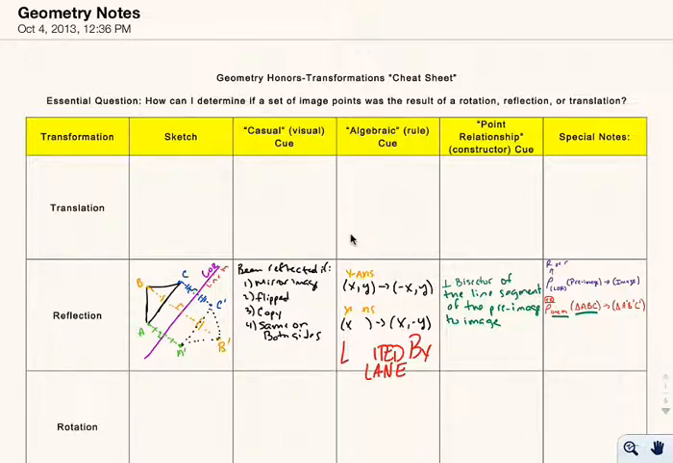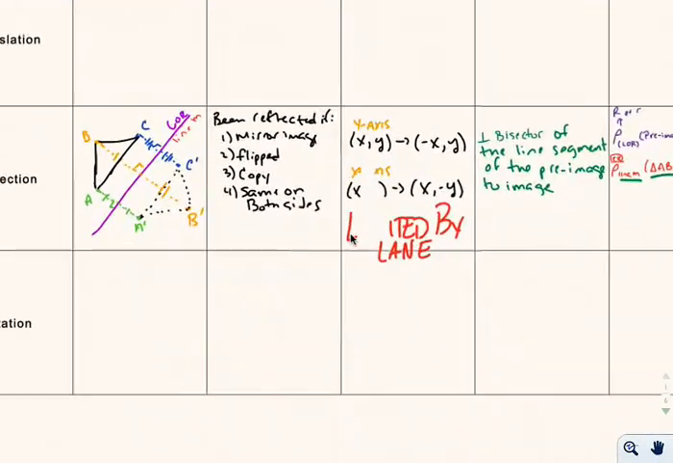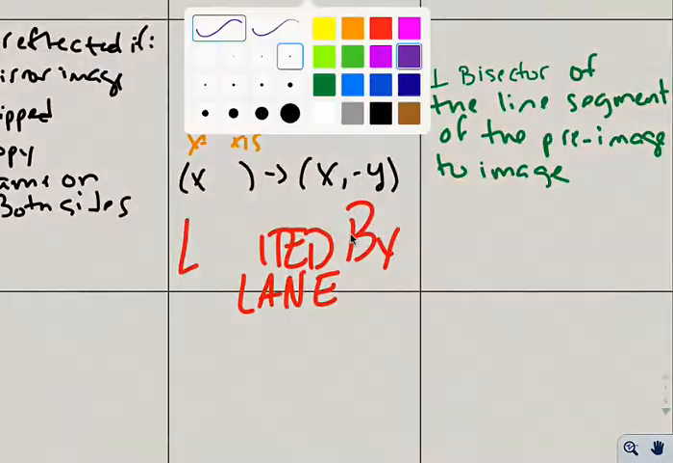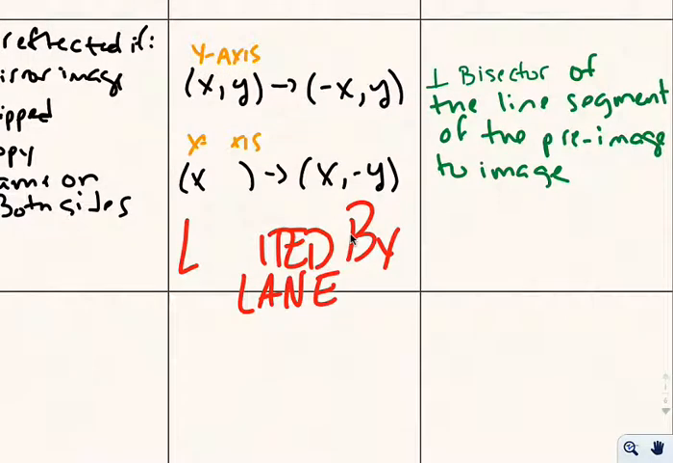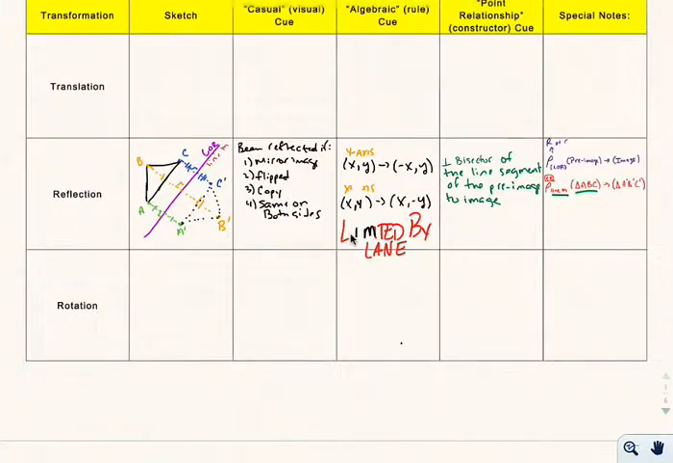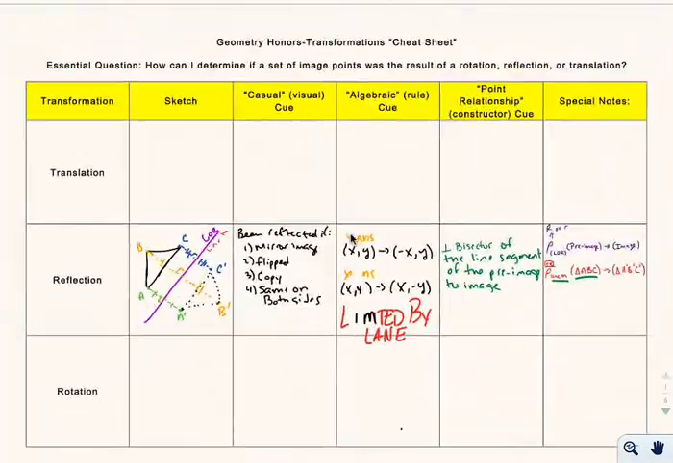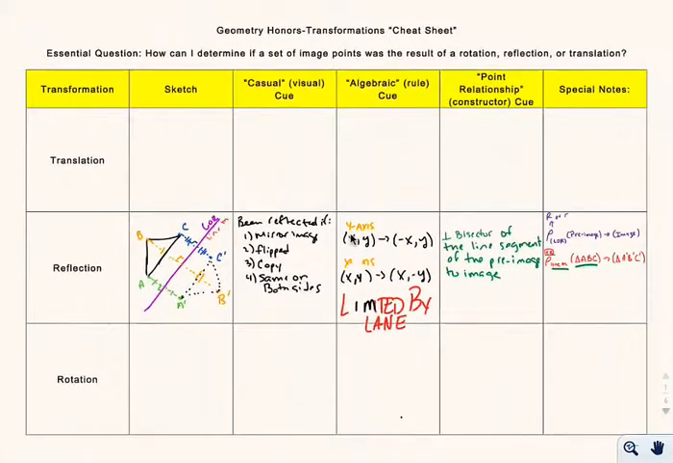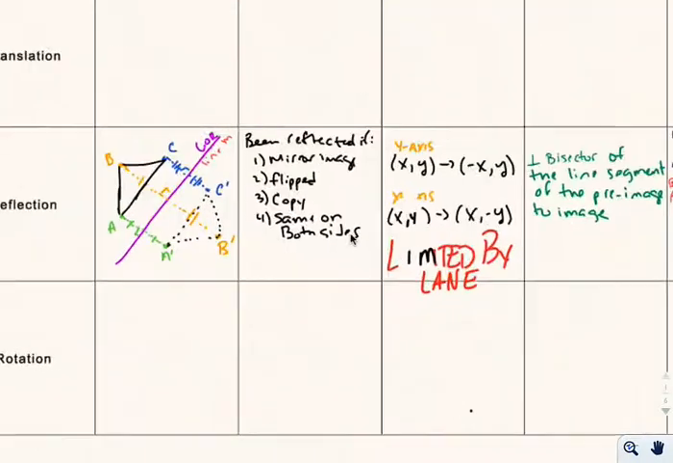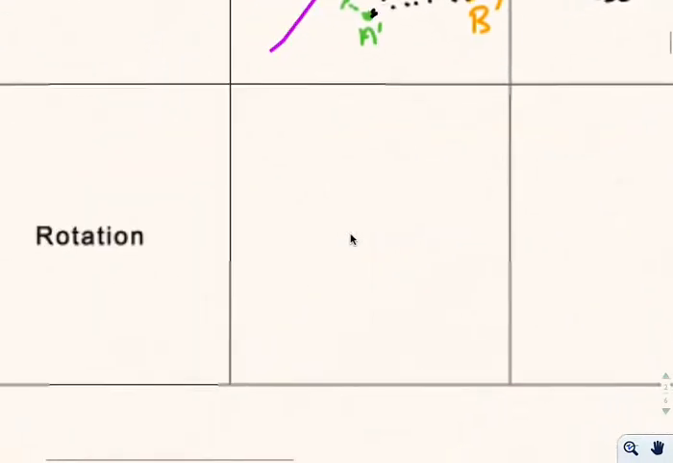So let's see where we are. We did reflection. Looks like some things got erased in my notes. I'm going to do a little fixie-roo here. So that's Y, and that should be limited. Okay. So anyway, let's go ahead and fill in rotation. So we have the sketch, we have the visual cue, the casual, we have the algebraic rule, we have the constructor cue, and we have any special notes, which is probably going to be that rotation rule. Okay. So let's talk about rotations.